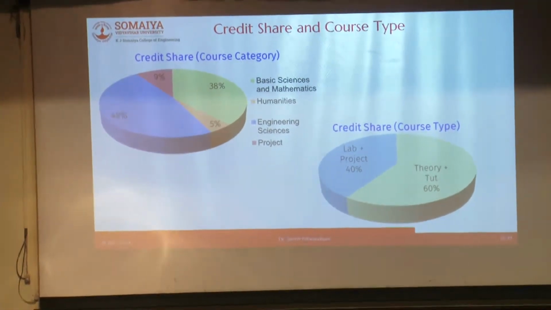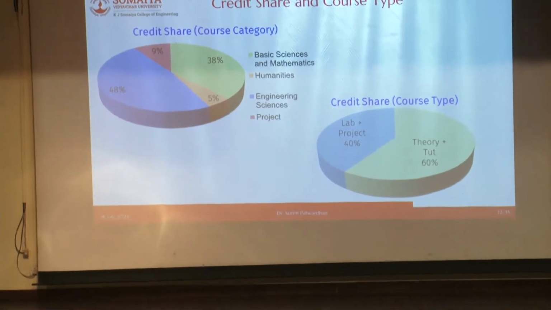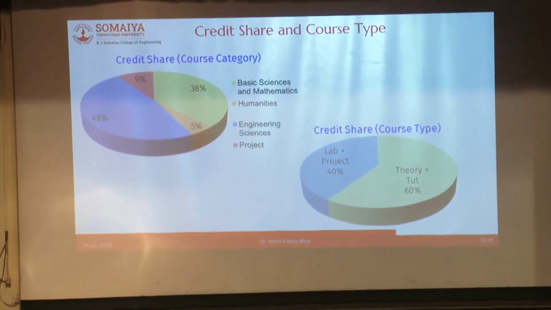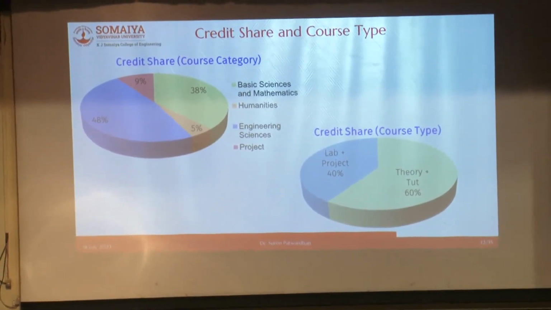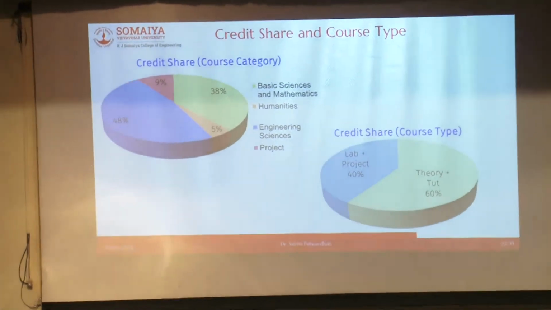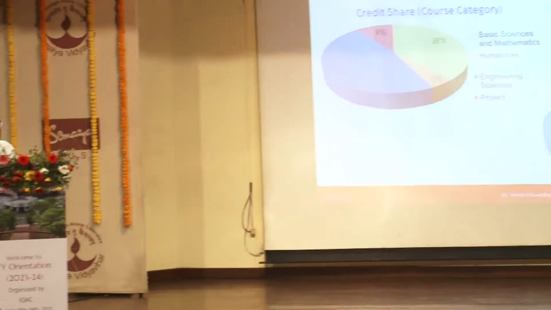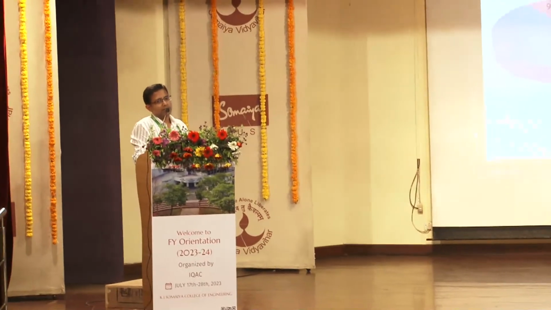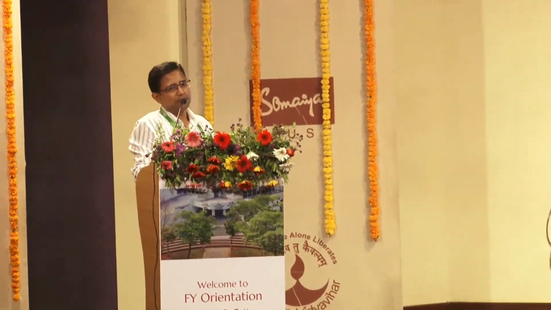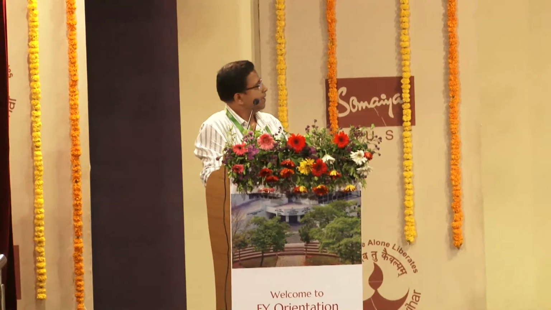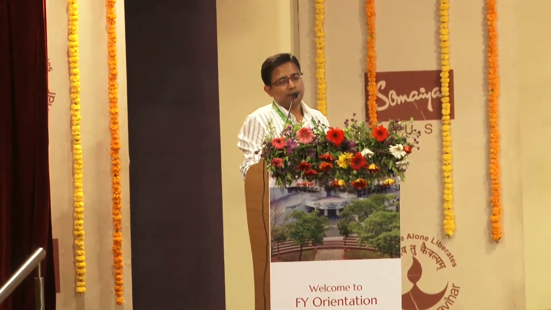So if you see the overall curriculum, the overall weightage for first year, basic sciences and humanities, is around 38% to 40% credit share, while your engineering sciences will be covering 48% to 50% of credit share. And 9% we have provided to project-based learning. So it is very important.